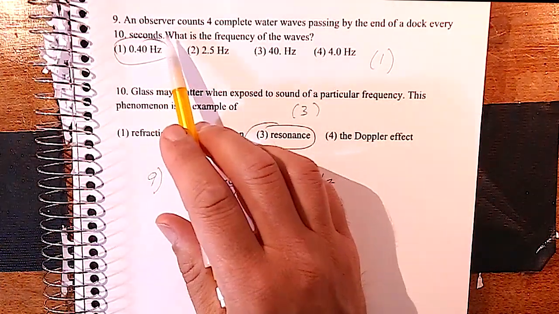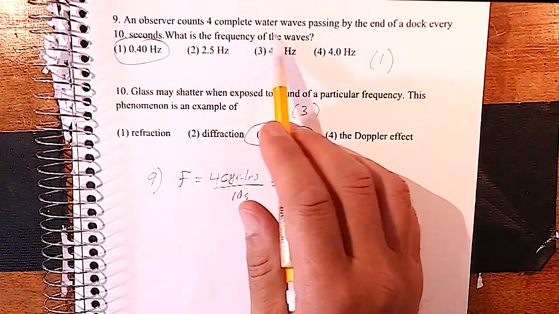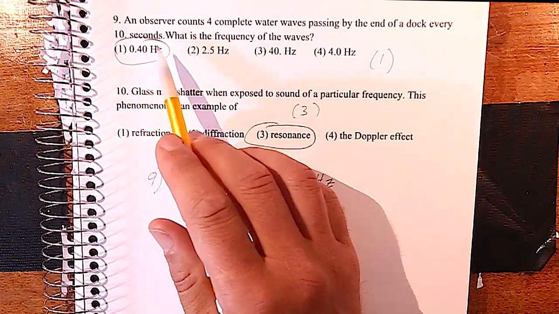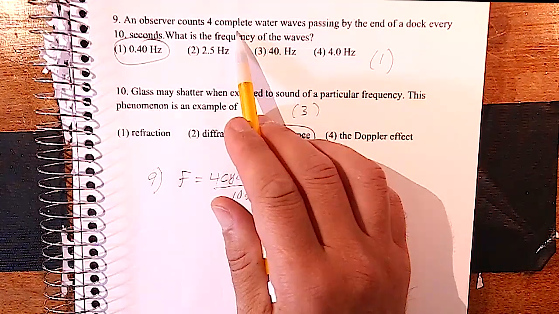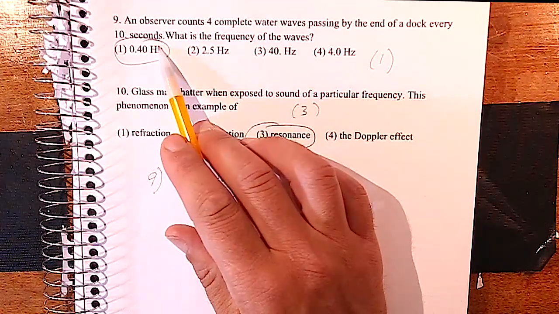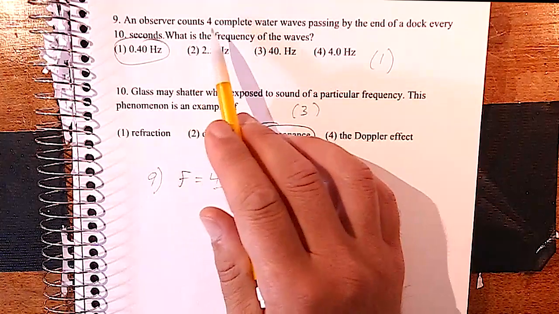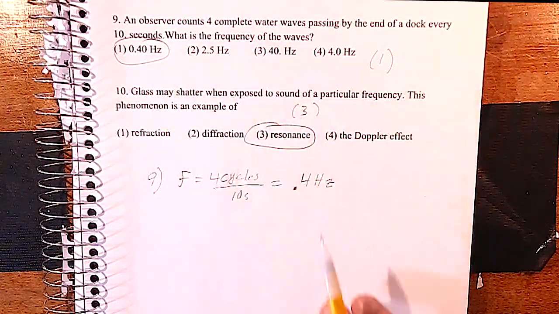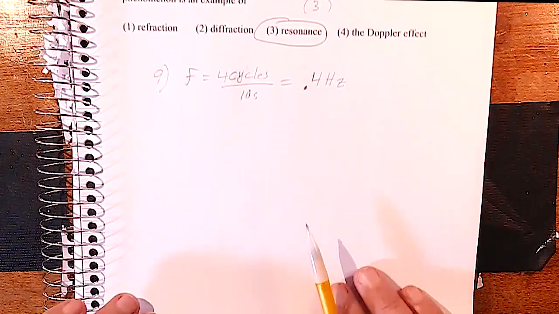In this one, we have an observer counting 4 complete water waves, and this takes 10 seconds. So we have 4 waves completed in 10 seconds, divide 4 by 10, and that tells us how many cycles in 1 second, and that's what frequency is, 0.4 hertz.